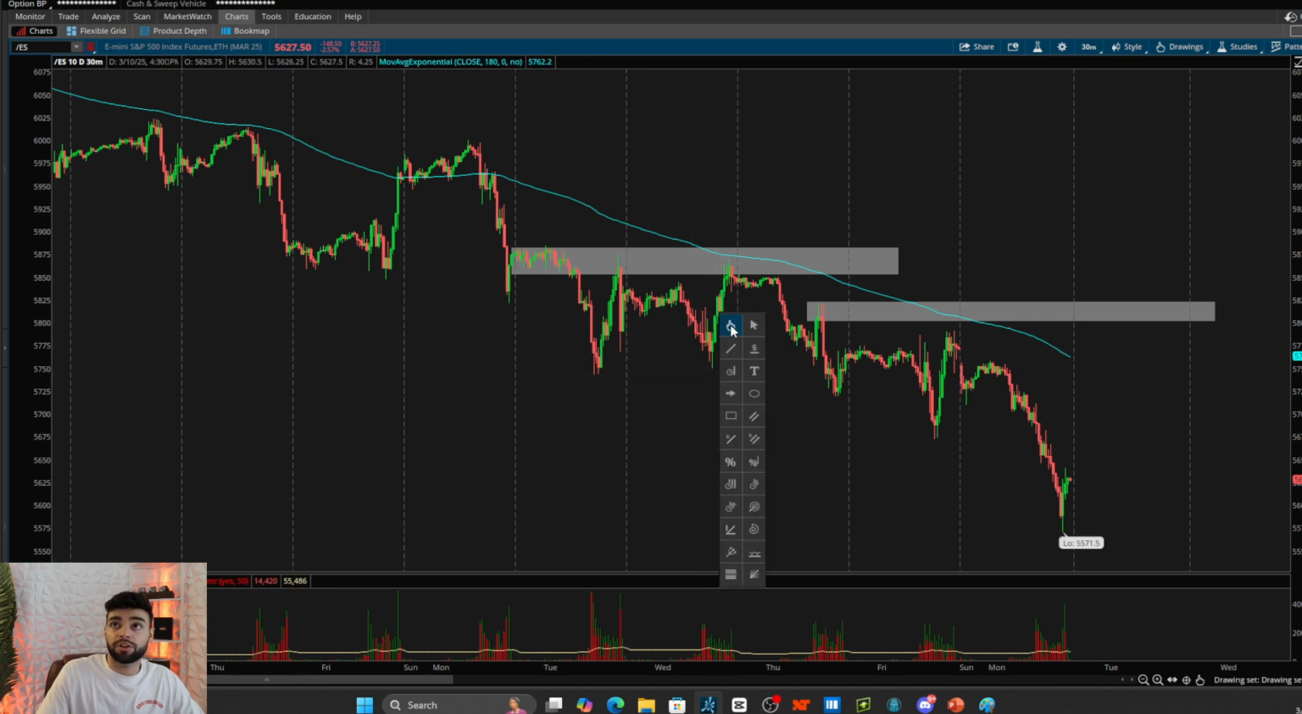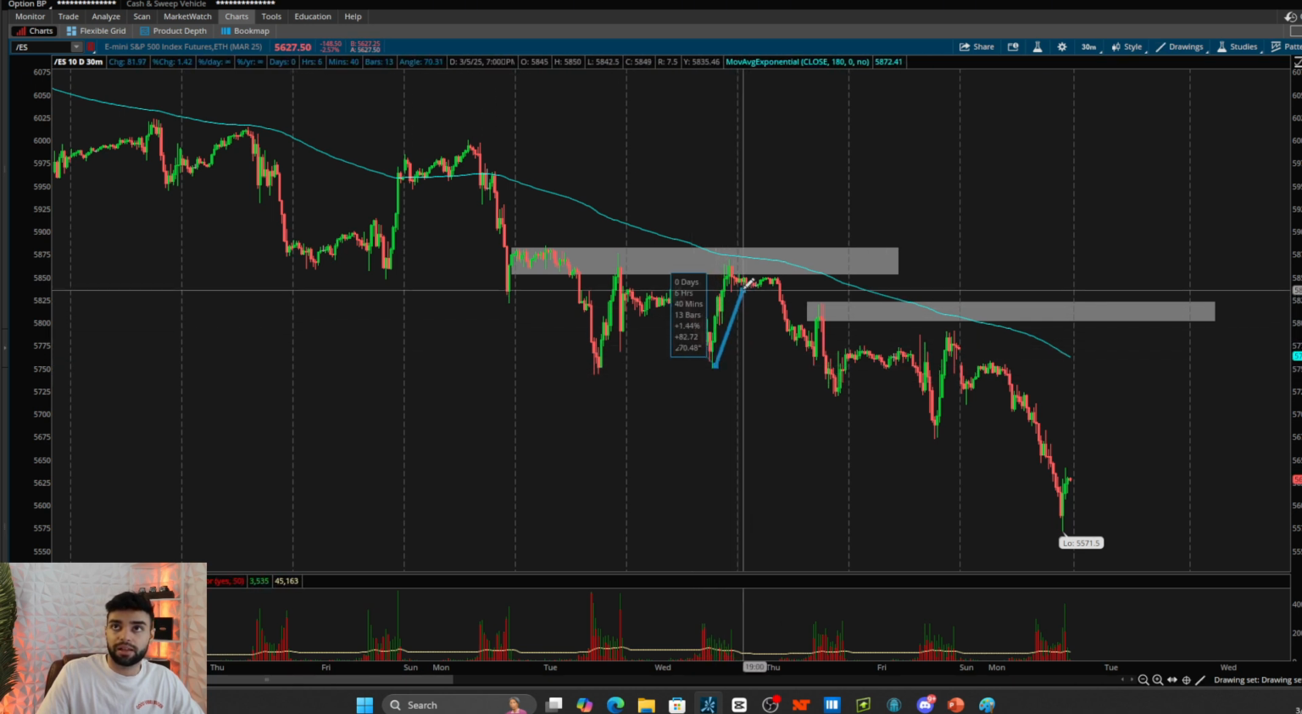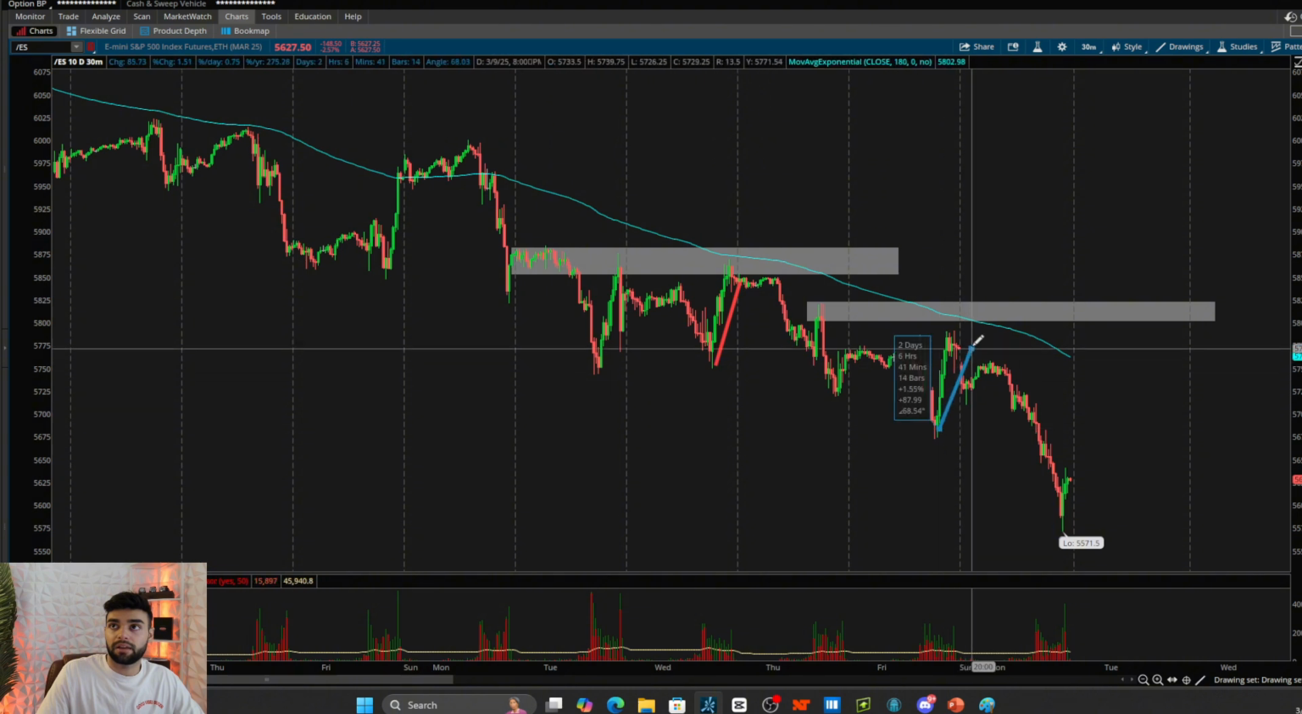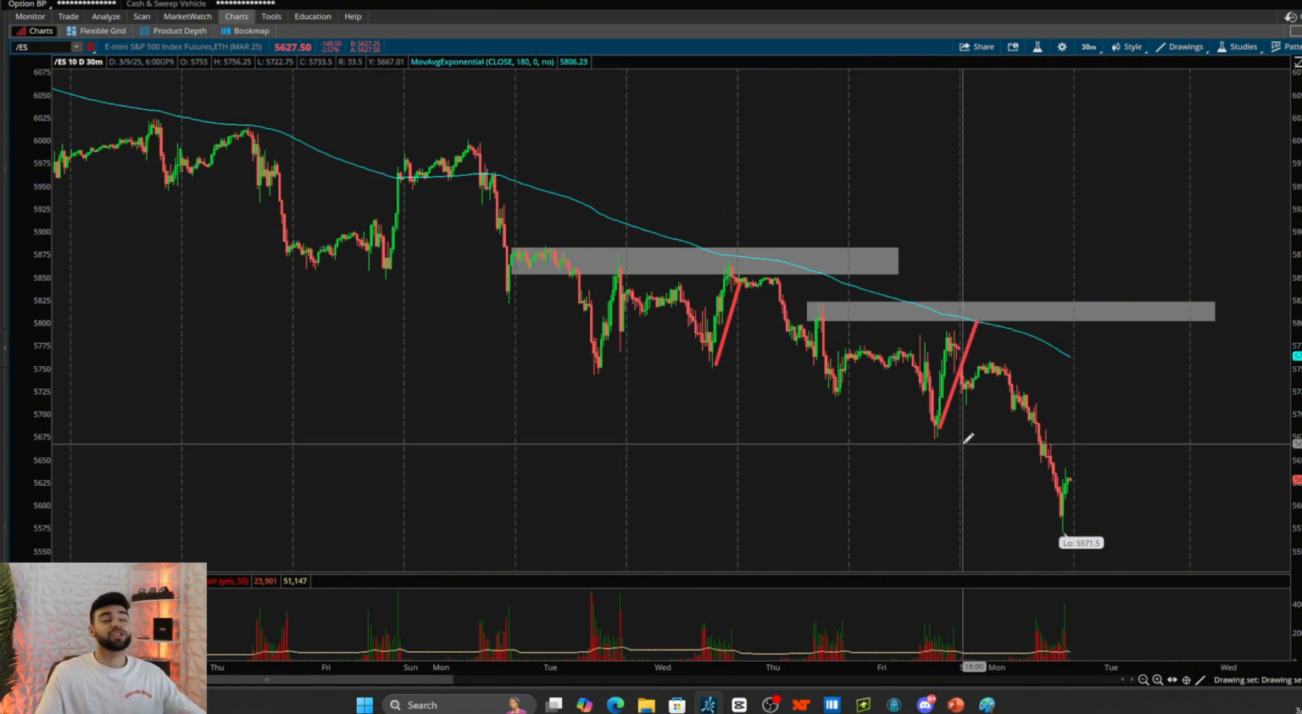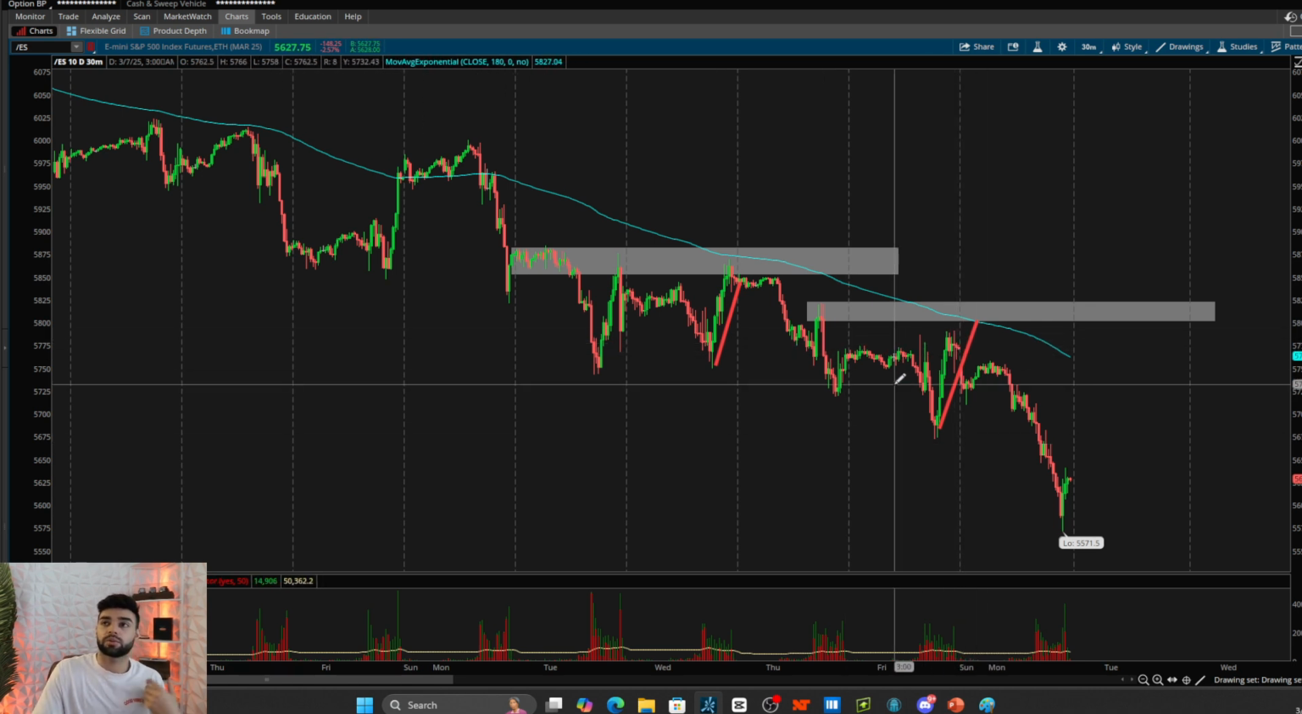So now all you want to do in the 30-minute is just find an uptrend into supply. Uptrend into supply, uptrend into supply. And you want to just cherry pick it. Make sure it looks really good and actually hit supply. This one right here did not hit supply, so we're not going to use that one.